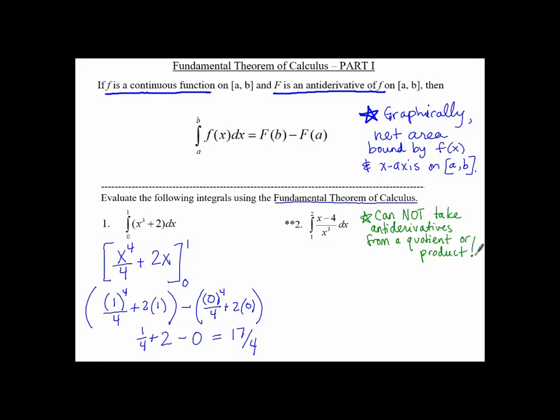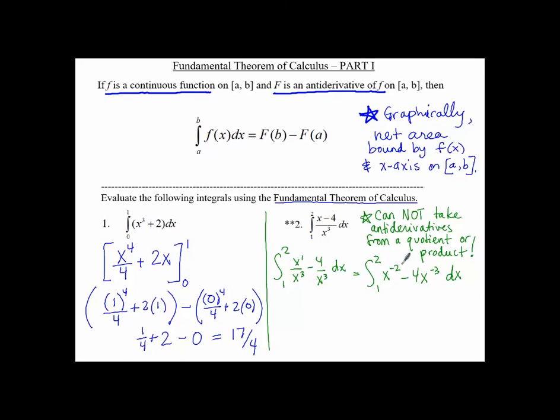So first, we have to make it not a quotient. So let's rewrite this definite integral. Integral from 1 to 2, x divided by x cubed minus 4 divided by x cubed dx, and that will turn into the integral from 1 to 2, 1 over x squared, that's x to the negative 2, minus 4 over x cubed, that's 4x to the negative 3. There is our new definite integral. Now we have no quotient or no product. We can use our power rule.